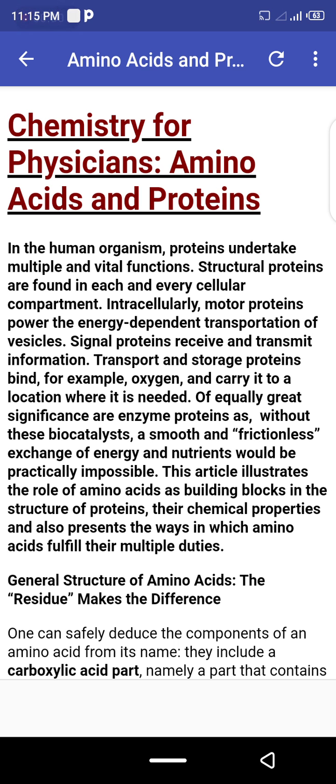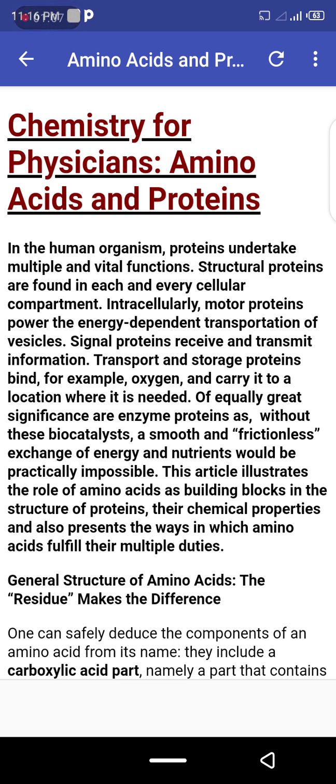Signal proteins receive and transmit information. Transport and storage proteins bind, for example, oxygen and carry it to a location where it is needed. Of equally great significance are enzyme proteins, as without these biocatalysts, a smooth and frictionless exchange of energy and nutrients would be practically impossible. This article illustrates the role of amino acids as building blocks in the structure of proteins, their chemical properties, and also presents the ways in which amino acids fulfill their multiple duties.